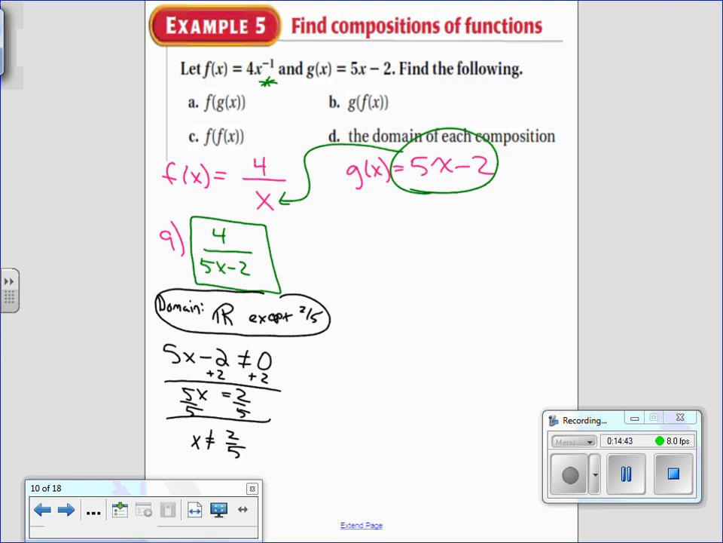That was part A. Everybody's okay on why we're excluding 2/5 and not excluding 0? It's because there's a lot more going on in that denominator than just a single x.